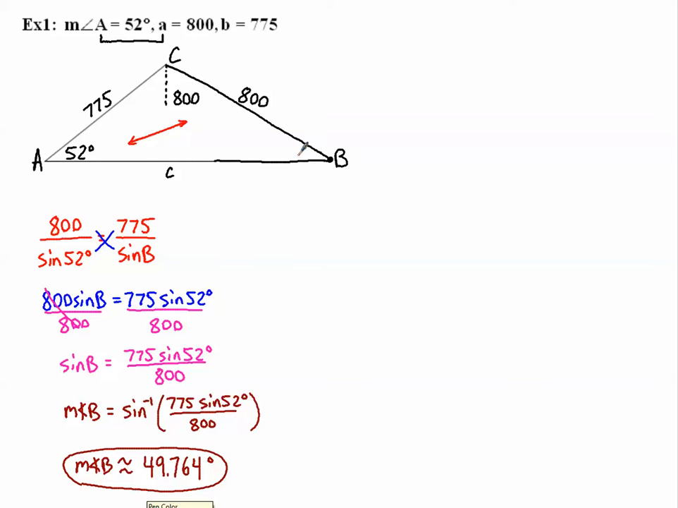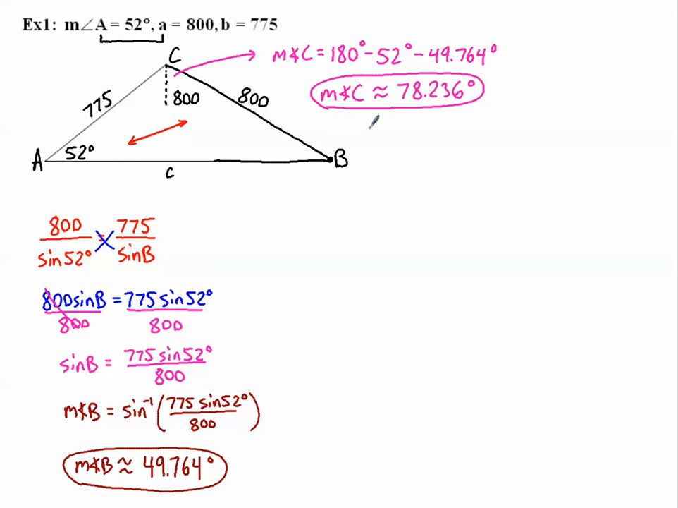Once I have angle B, it's relatively simple to go find angle C because the measure of angle C is going to be 180 degrees, take away my 52 degrees, take away my 49.764 degrees. I know that you're not supposed to use rounded answers in the middle of your work, but because of our significant digits and addition, actually subtraction here, we're fine. It's going to be fine. When we subtract that, we get for angle C 78.236.